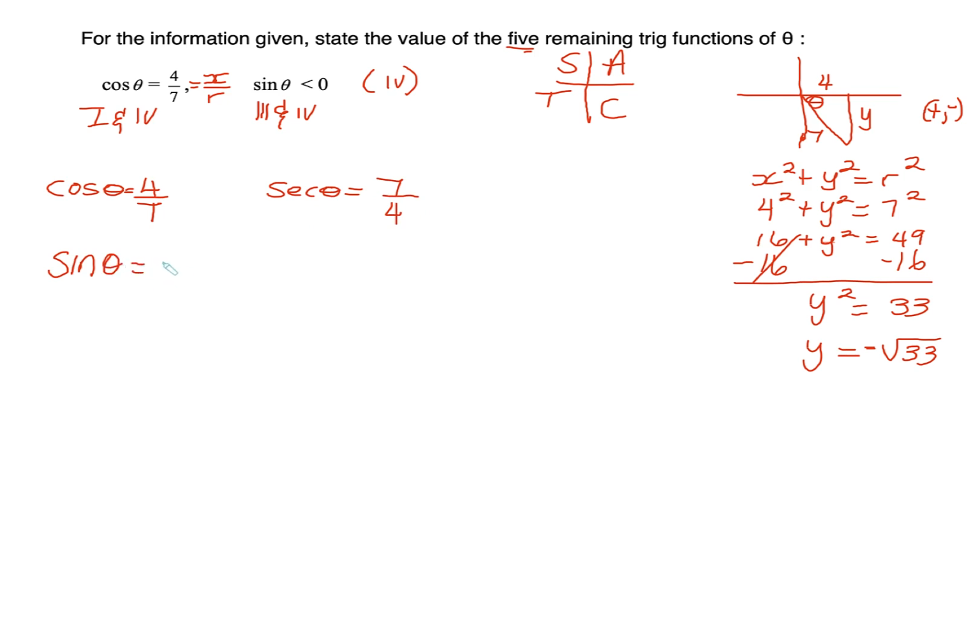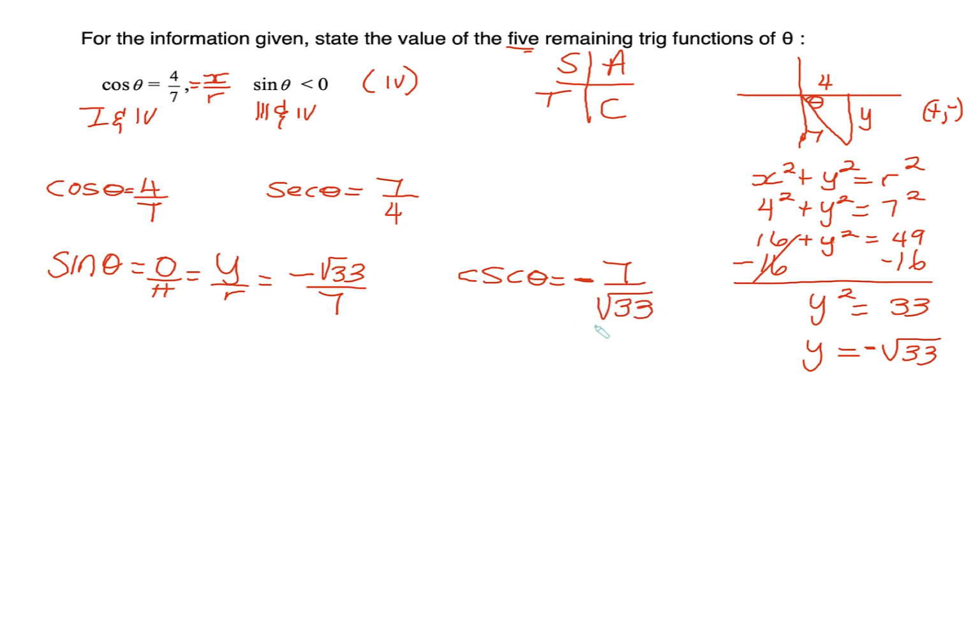Now I know sine theta is opposite over hypotenuse. And if I wrote that in terms of the coordinate plane, it's going to be y over r. And I know my y is negative square root 33 over, and my r is 7. So I have sine. Now, from sine, I can actually find cosecant. So cosecant is going to be the reciprocal. So it's still going to be negative, but it's going to be 7 over the square root of 33.